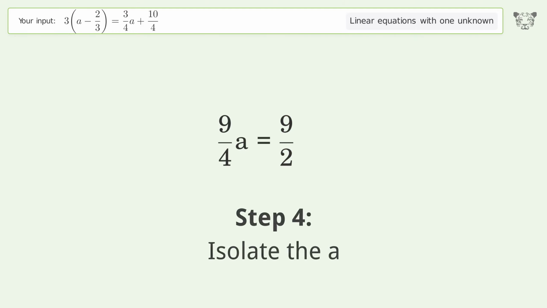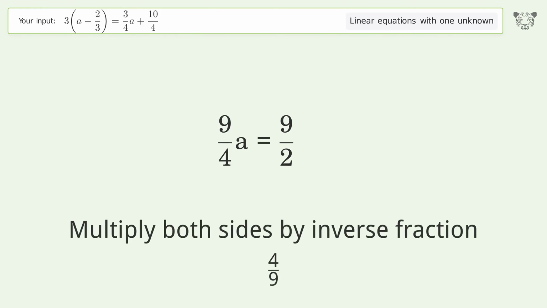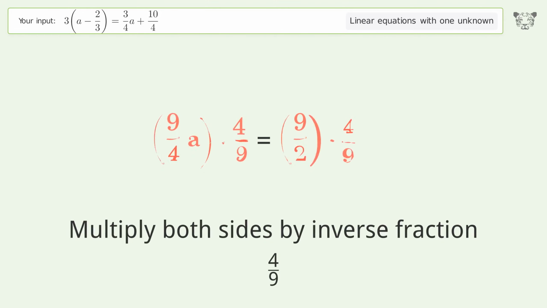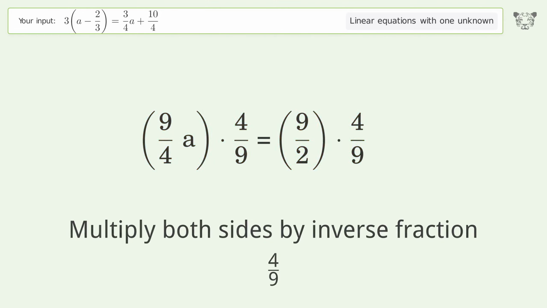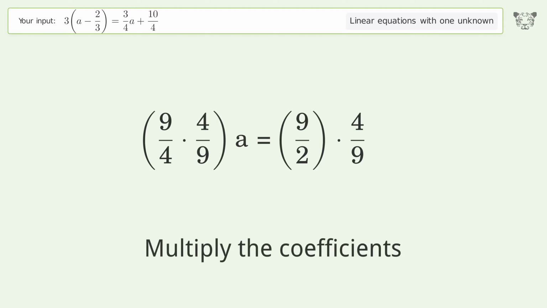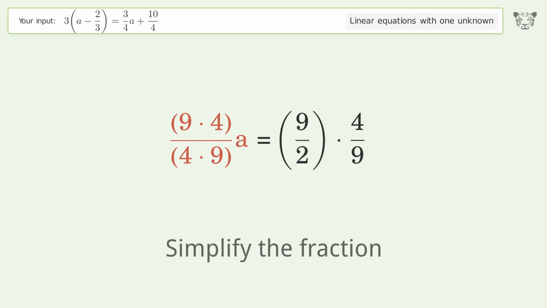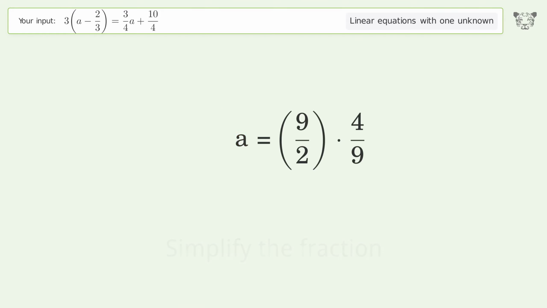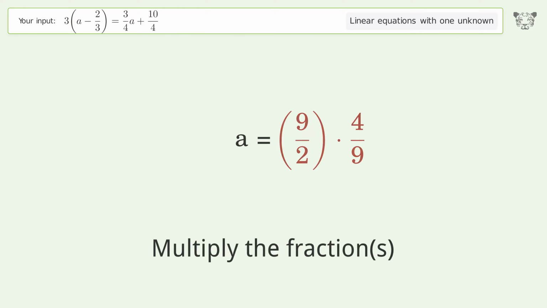Isolate the a. Multiply both sides by inverse fraction 4/9. Group like terms. Multiply the coefficients. Simplify the fraction. Multiply the fractions.